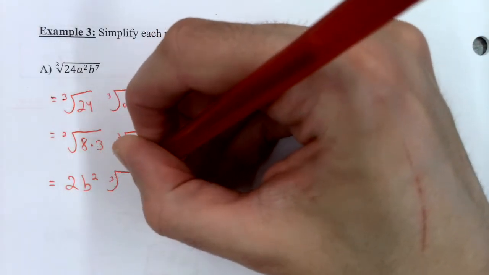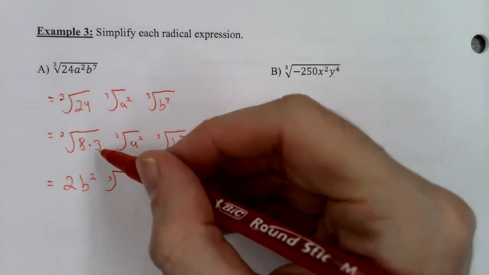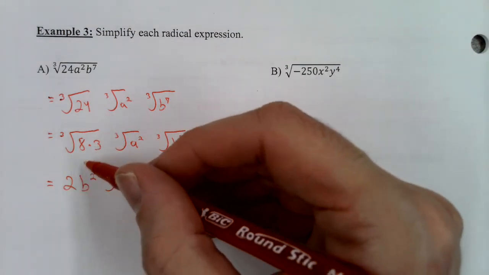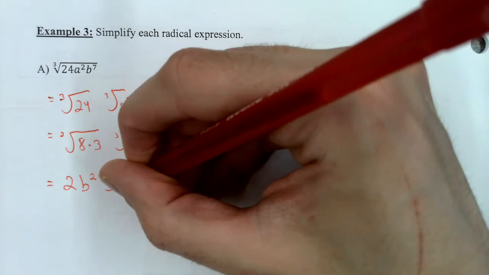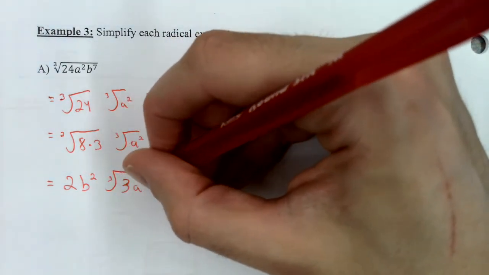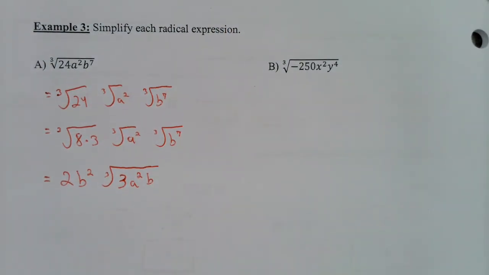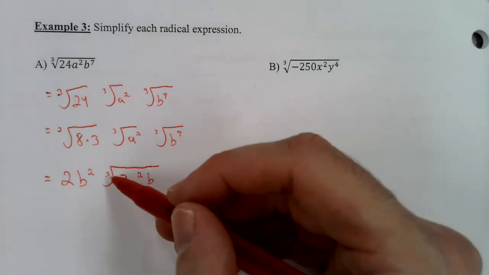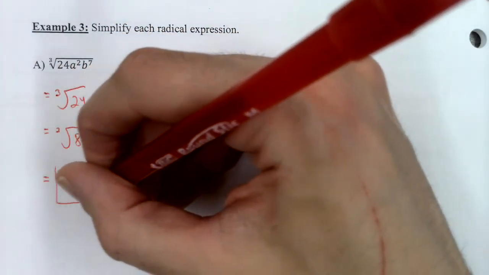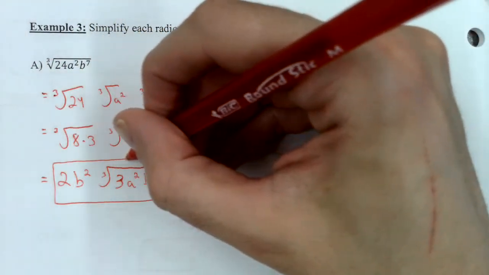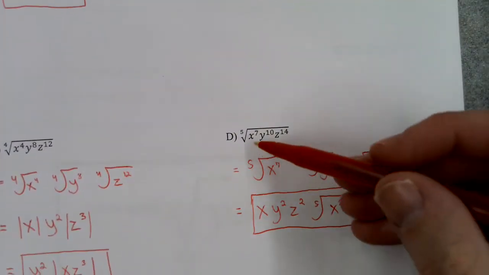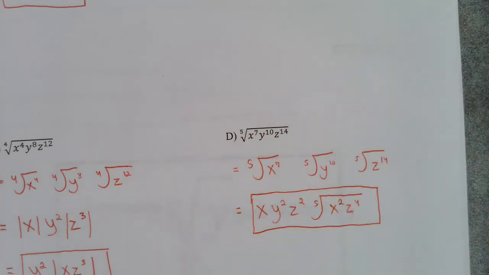So let me put the index of 3. And what's left over? We still have that 3 left over because we took out the 8 and made it 2. We did not take out any A's, so we still have 2 A's left over. And we took out 6 B's, which means there's 1 B left over. Absolute value symbols are not needed because the index is odd. I don't think I mentioned it on example 2D, but no absolute value symbols were needed because the index was odd.